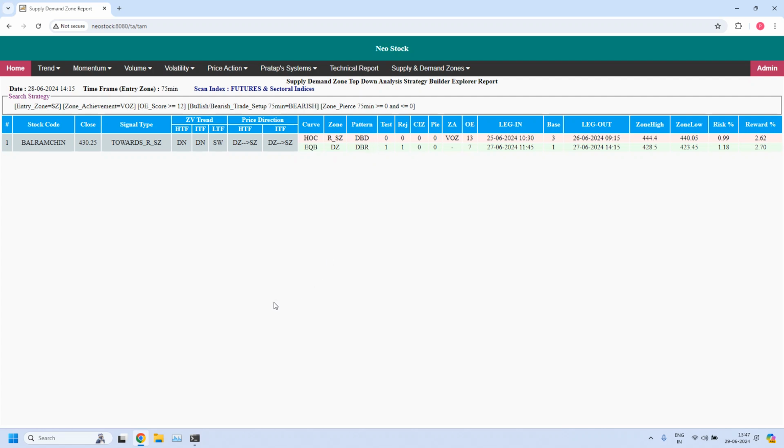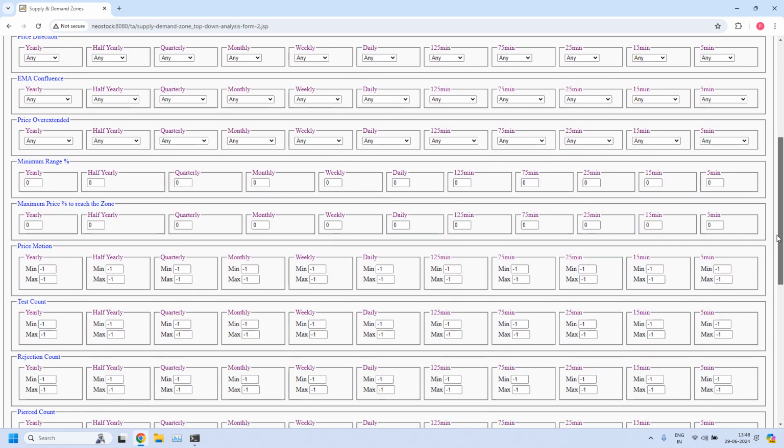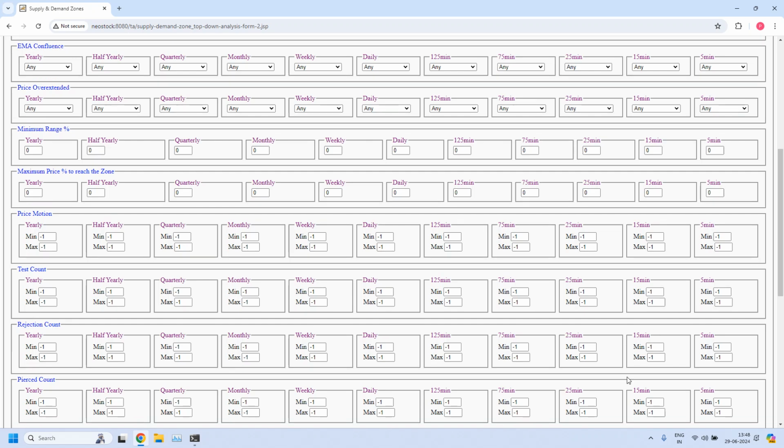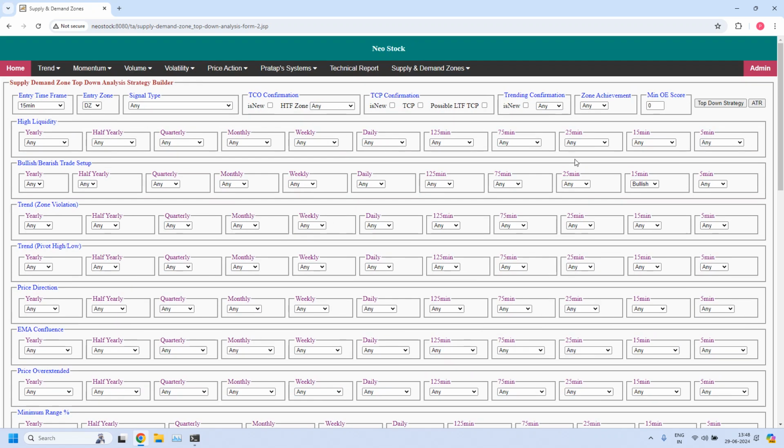Okay. And the next report is bullish or bearish trade setups for daily income trade. In daily income trade, entry time frame is 15 minutes. Bullish trade setup entry zone is demand zone. And also in bullish or bearish trade setup, 15 minutes time frame, selecting the value bullish. And the 3 filters, first filter pierced count on 15 minutes time frame. This is the entry time frame 15 minutes. Minimum value 0, maximum value 0. 15 minutes demand zone, no pierced zone.